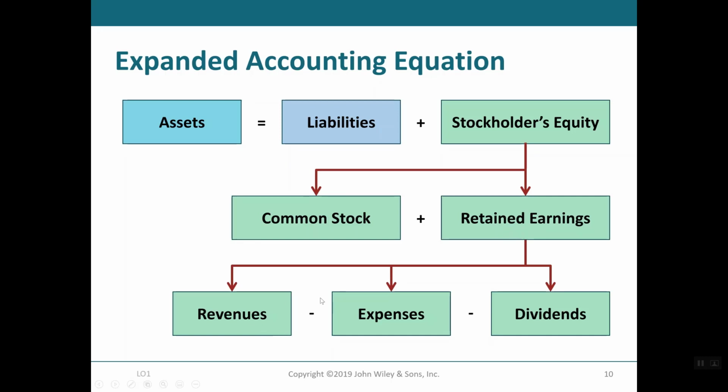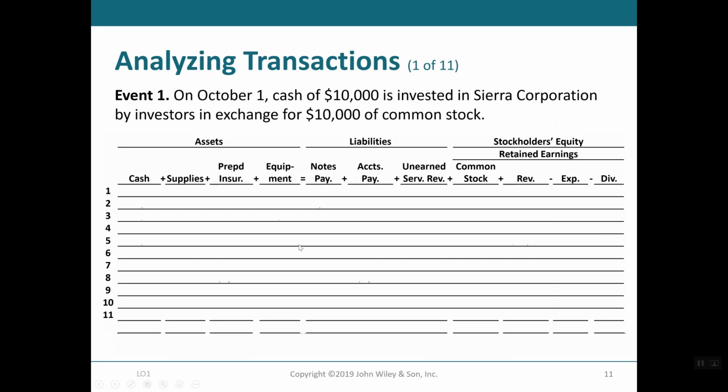It's your revenue minus your expenses minus the dividend. That gives you what we have in our statement of retained earnings, or retained earnings. So you want to have this at the back of your mind as we go through analyzing transactions and see how they affect each of these aspects of the accounting equation. All right, so we're going to deal with about 11 of these transactions.